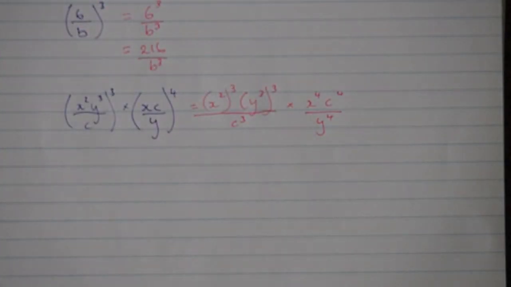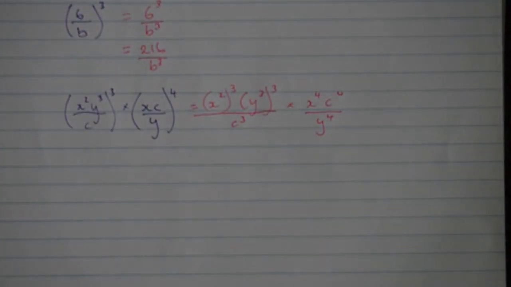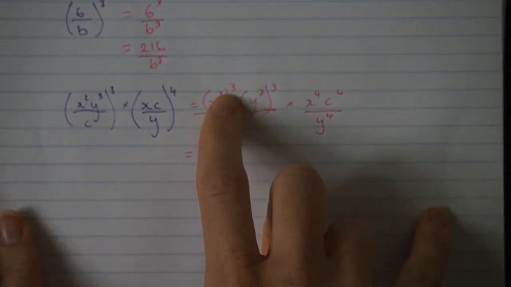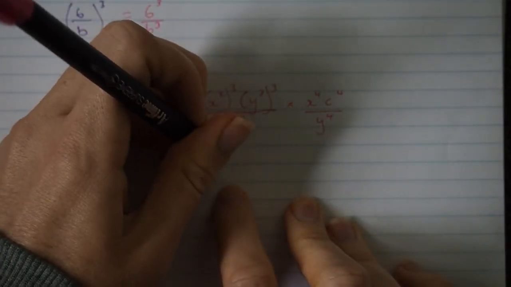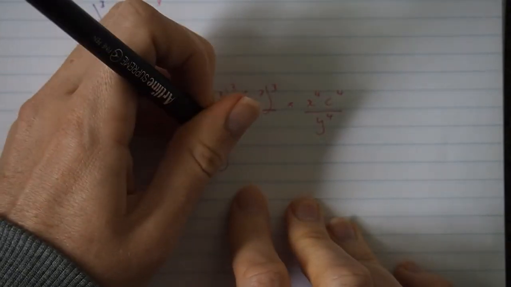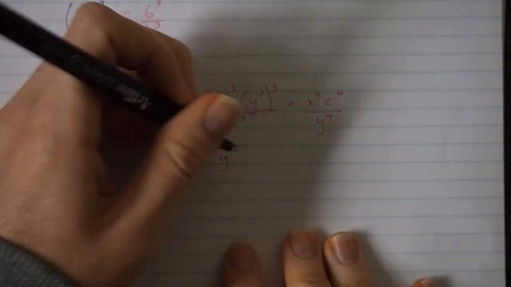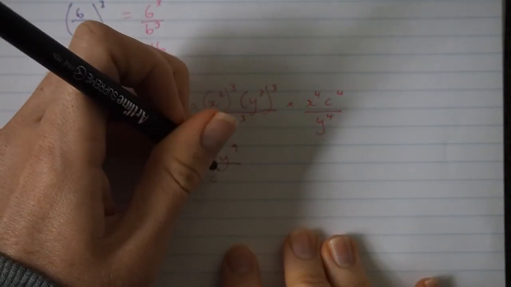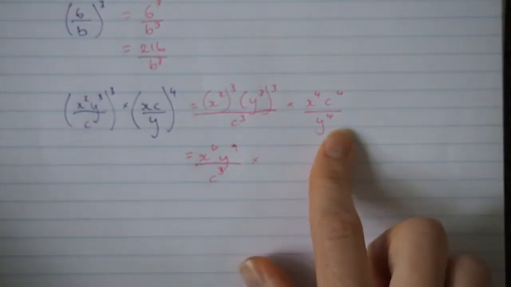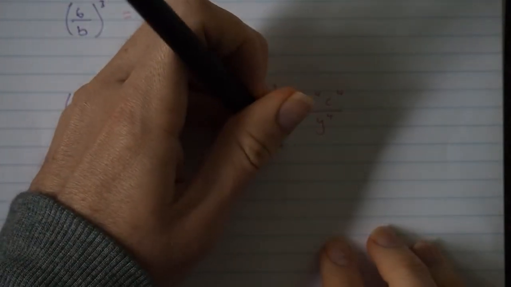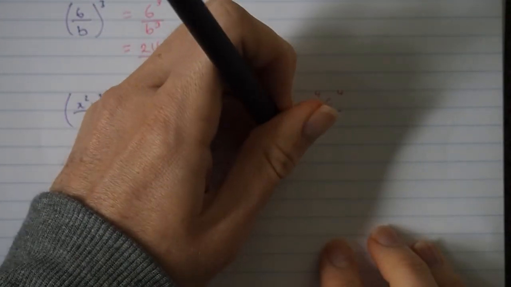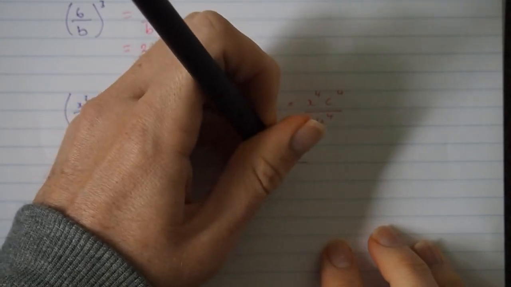Now we can start to clean this up a little bit. All right, so we'll just clean up our first fraction so that our top is going to end up being 2 times 3 gives us 6, so x to the power of 6, y to the power of 9, because 3 times 3 gives us 9, over c to the power of 3. Multiplied by, now there's no cleaning up we can do in our second fraction, so we're just going to rewrite that. X to the 4, c to the 4, all over y to the 4.